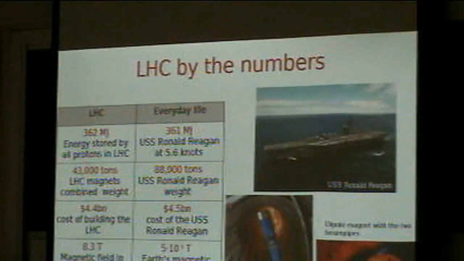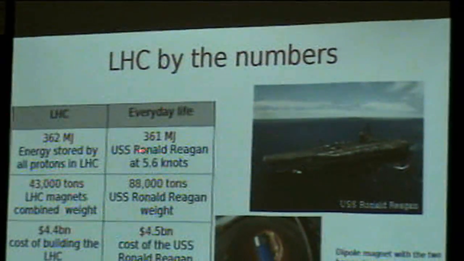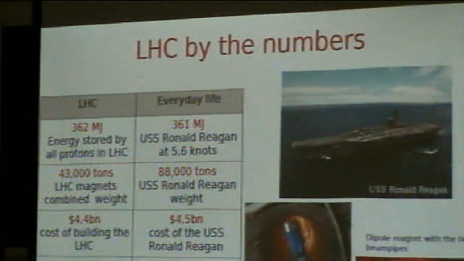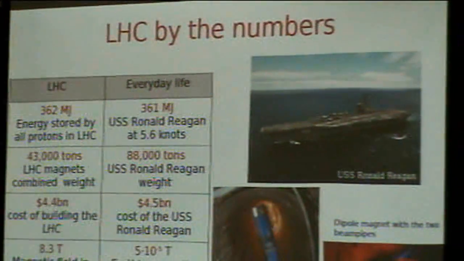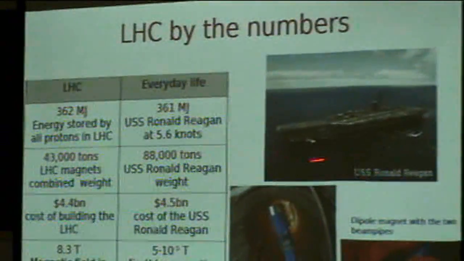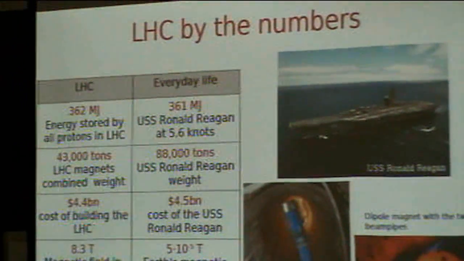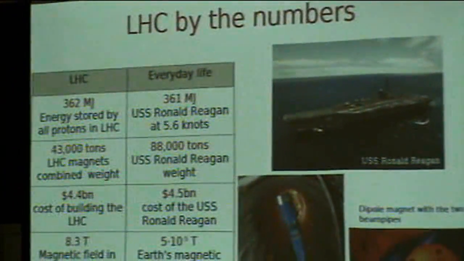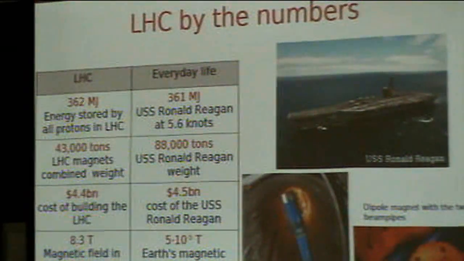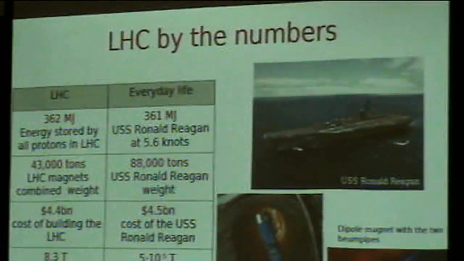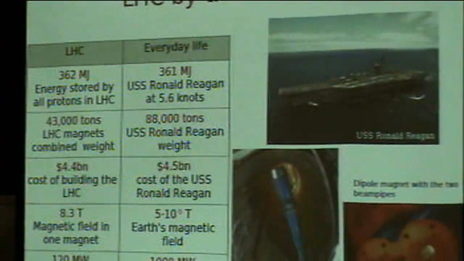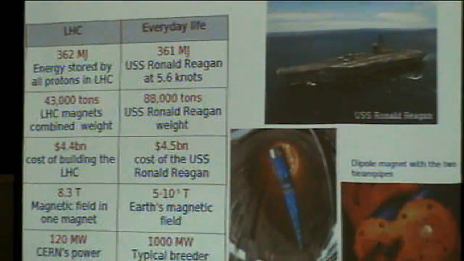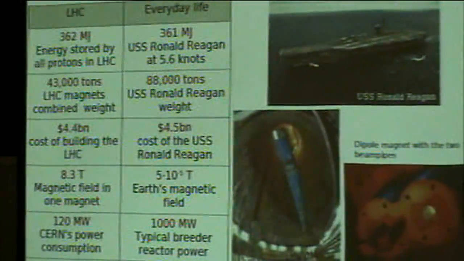So let me just very briefly flash here a little bit of the numbers. The energy that is stored by all these protons traveling at this very high speed in the LHC is similar to an aircraft carrier traveling at 5.6 knots. Okay, so that's not a lot, you would say, but the idea is that that whole energy is packed into tiny, tiny, tiny particles. Okay, and that's the trick.